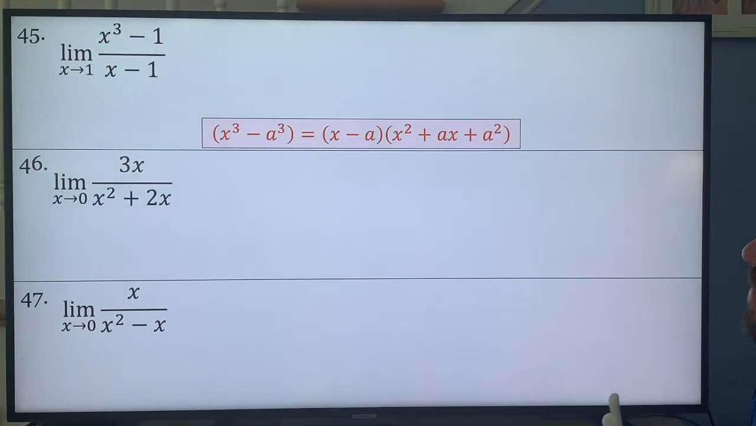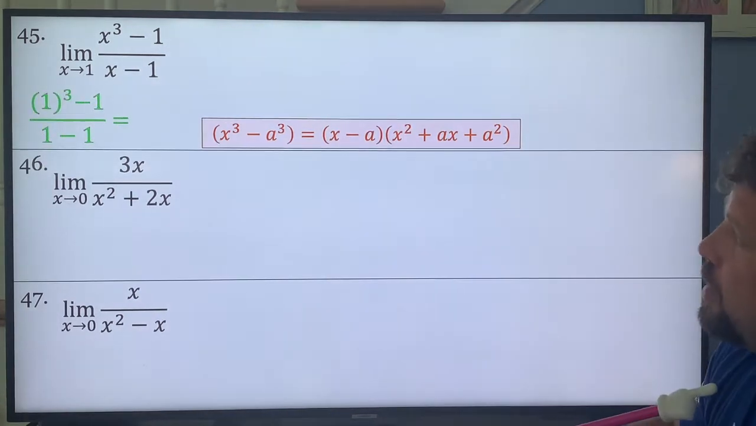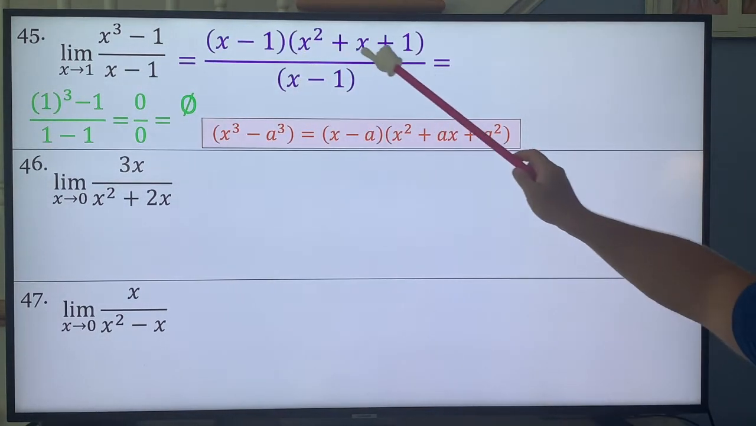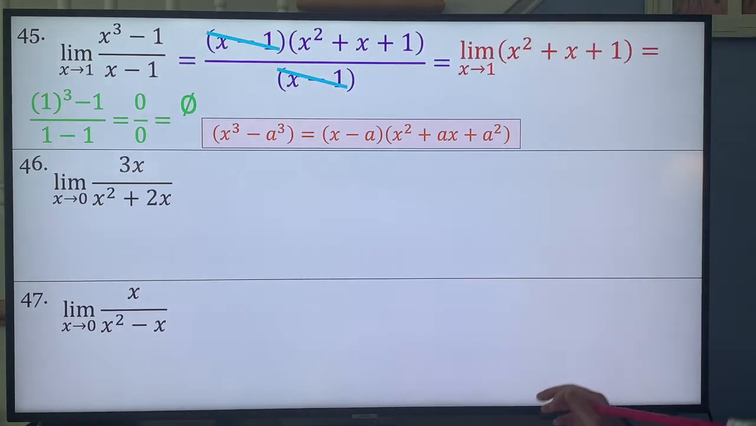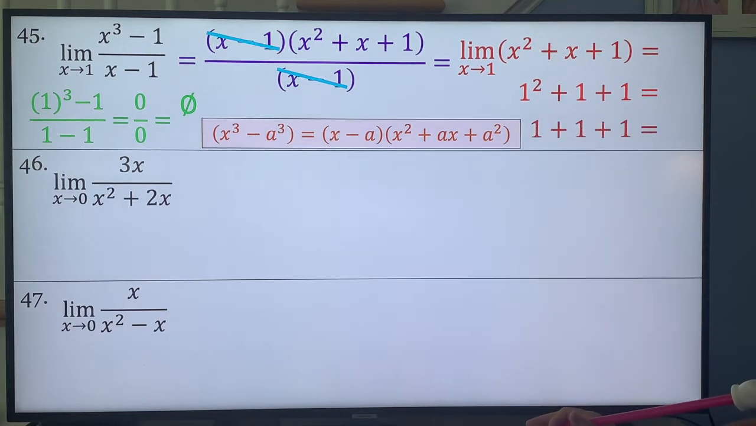All right, 45, 46, 47, go, go, go. Got it? Cubed. All right, undefined, what a surprise, right? x minus 1, x squared plus x plus 1 over x minus 1. The x minus 1's cancel out. Plug your 1 in. 1 squared plus 1 plus 1 is 3.